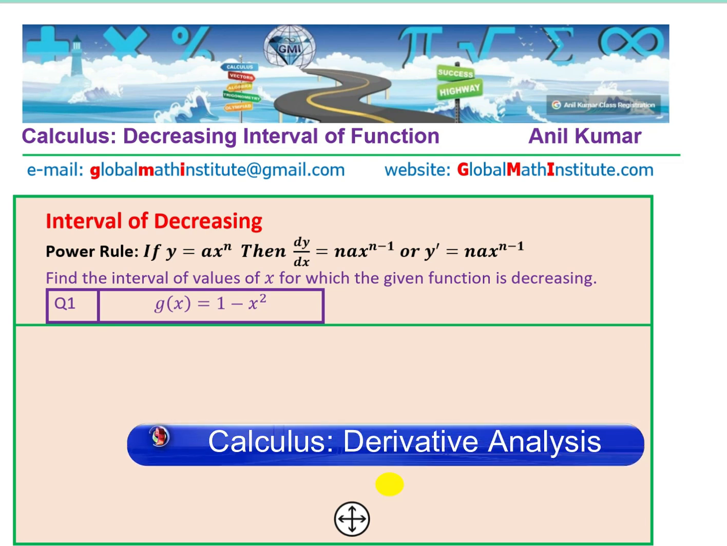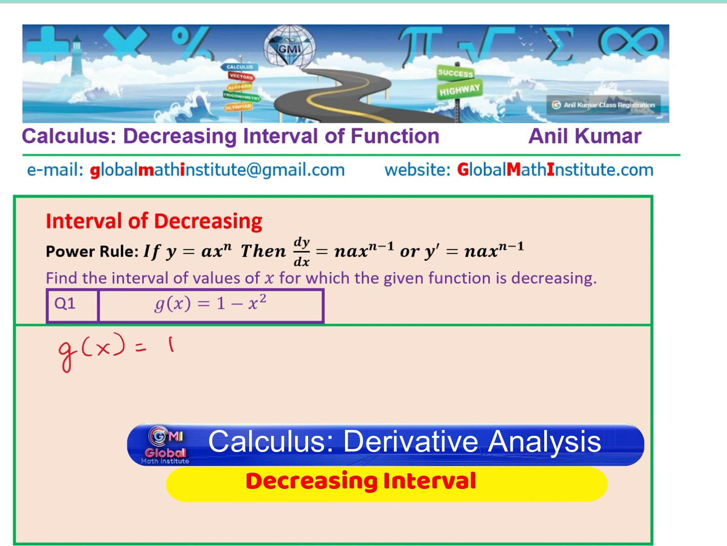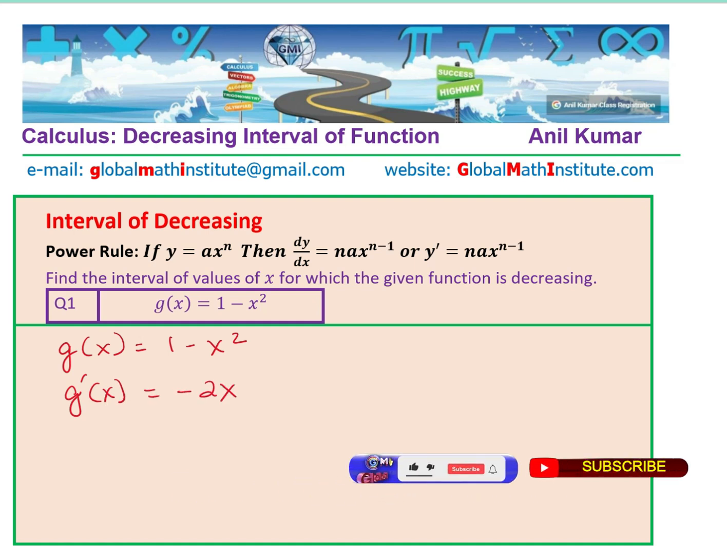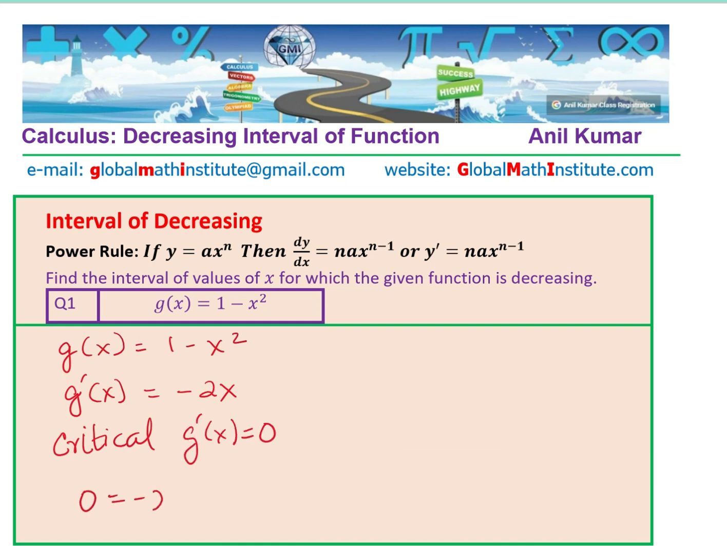The very first one given to us is g of x is equal to 1 minus x squared. Find the derivative. So g prime x is equal to minus 2x, correct? Now, critical number is when the derivative is equal to 0. So that means 0 equals minus 2x, and clearly the critical number is at x equals 0. So that gives you a point of reference. So this x equals 0 is the critical number.